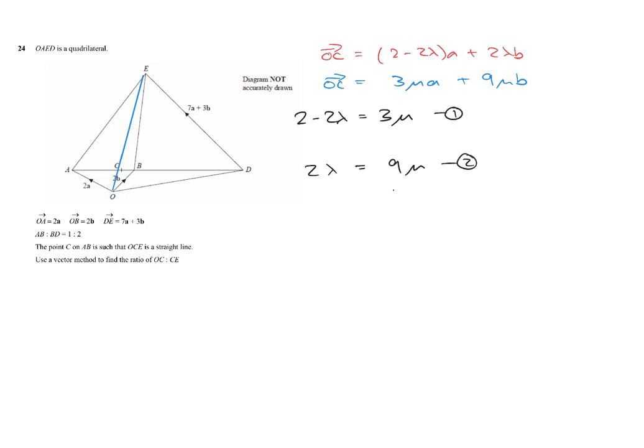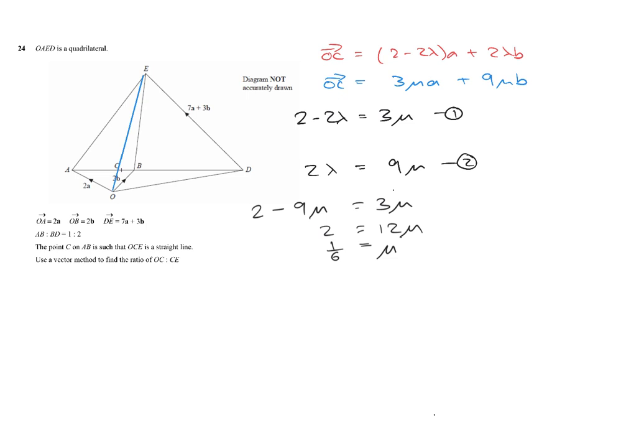Now, I can combine these two, and I can actually substitute equation 2 into equation 1, because I have a 2 lambda here and a 2 lambda here, and these are both the same. So what I have here now is 2 minus 9 mu equals 3 mu. Add the 9 mu to both sides. 2 equals 12 mu, and so clearly mu is equal to 1/6.